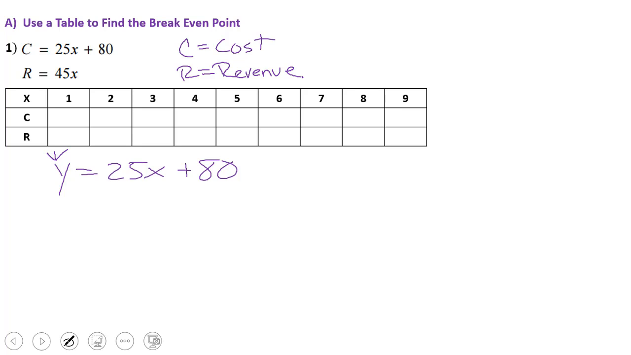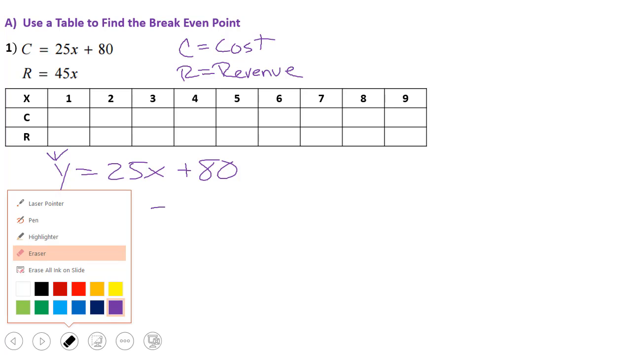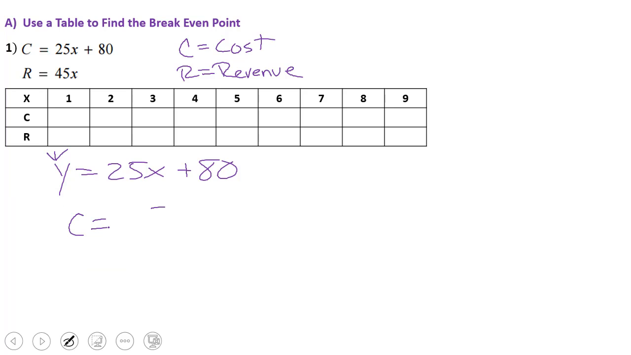So cost is how much it costs you to produce something, and your revenue is what you're going to make from selling it. They're saying the revenue is 45 times x. So what we need to do is put in x from this table: 1, 2, 3, 4, 5, 6, 7, and 8. So we're saying cost is equal to, well, let me rewrite that again, I don't like it that way. We're going to say cost is equal to 25 times 1 plus 80, and when we do that, we get 105.